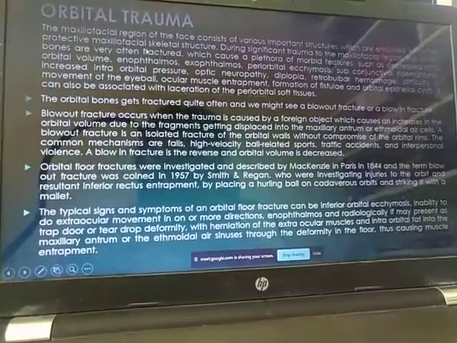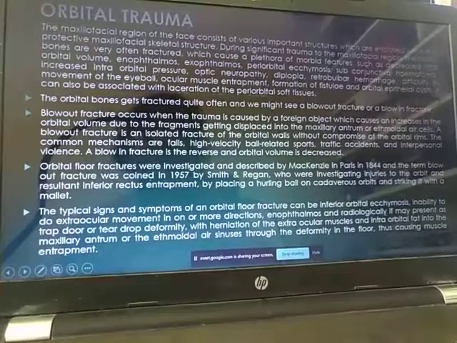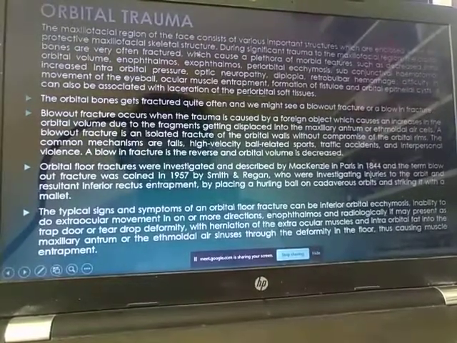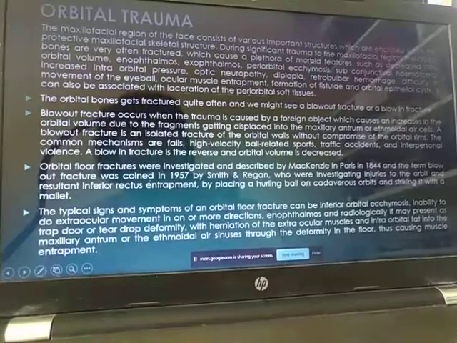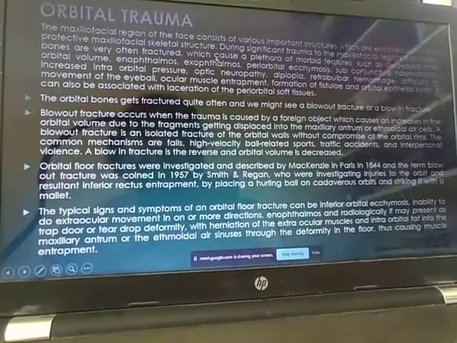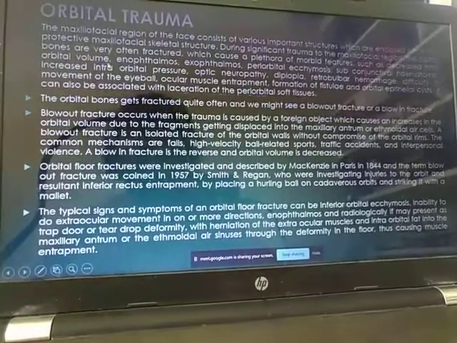Now coming to the topic at hand, orbital trauma. The maxillofacial region of the face consists of various important structures which are enclosed within the protective maxillofacial skeleton structure, and during significant trauma to the maxillofacial region, the orbital bones are very often fractured, which cause a plethora of morbid features such as decreased intraorbital volume, that is enophthalmos.